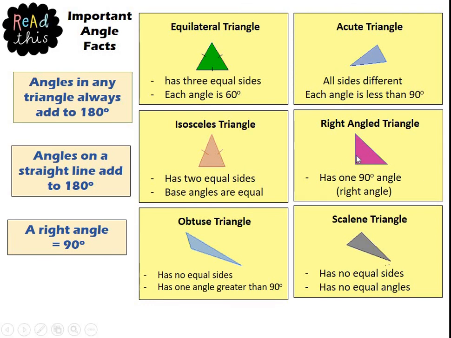A right-angled triangle will have one angle of 90 degrees. Sometimes you get to hear about obtuse and scalene triangles, but this is less common. An obtuse triangle will have one angle greater than 90 degrees, and a scalene triangle has no equal sides and no equal angles. Things to remember are angles in a triangle always add to 180. Also, angles on a straight line add to 180, and a right angle is 90 degrees. I will show you how to use these facts in the next few questions.